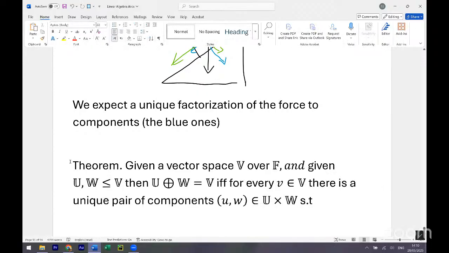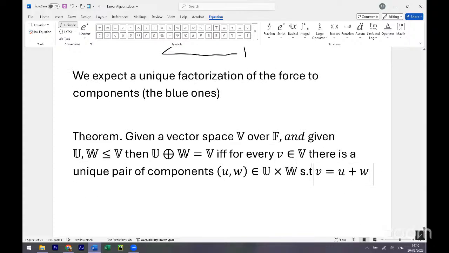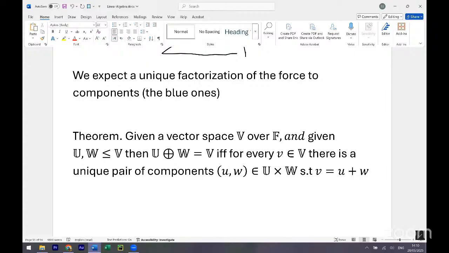Such that V is U plus W. Okay, so direct sum promises us unique factorization into components. In linear 2, it's important. And linear 1, it's important to questions about direct sums, which is a bit self-referencing. Let's prove it.